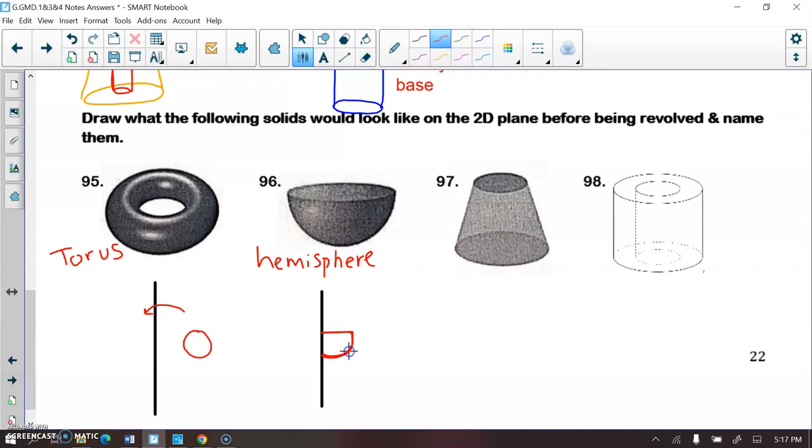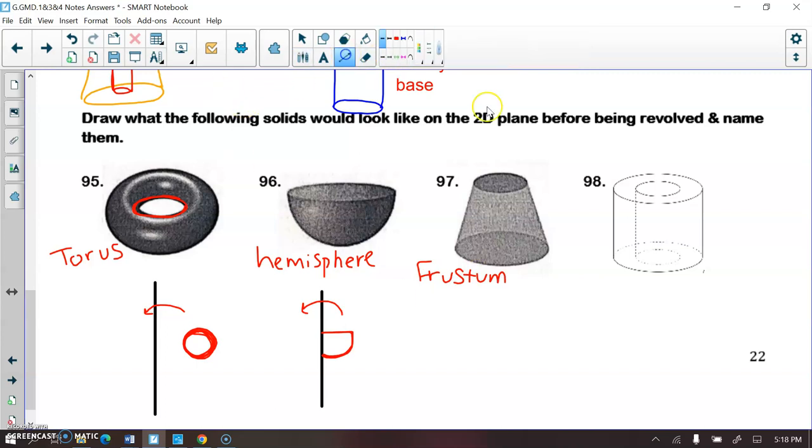connected to our line. Now the circle on number 95 is away from my line because we have a hole in the center, and to create that hole, we need our 2D shape not attached to the line that we're rotating it about. The hemisphere does not have any holes, so that's why it's connected to my line that I'm rotating it about. Number 97 is that weird looking part of a cone, and again, that's called a frustum.